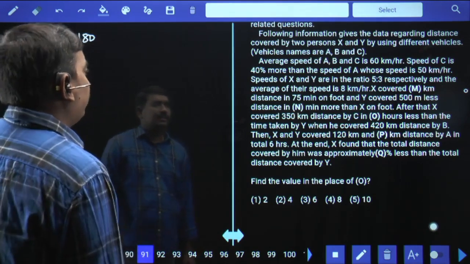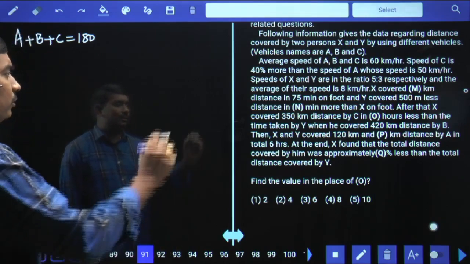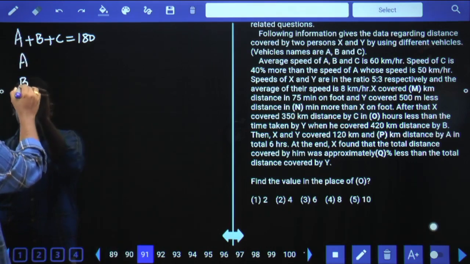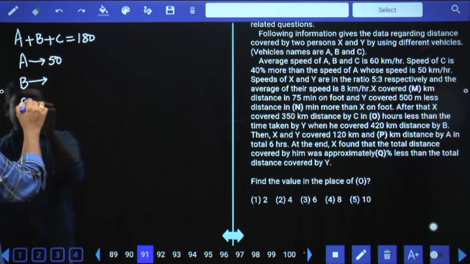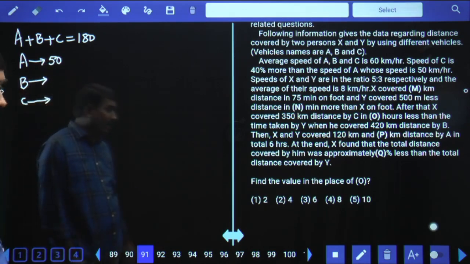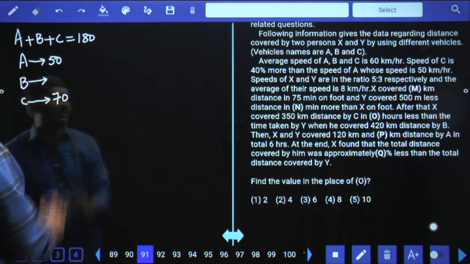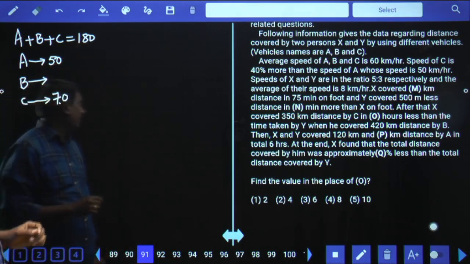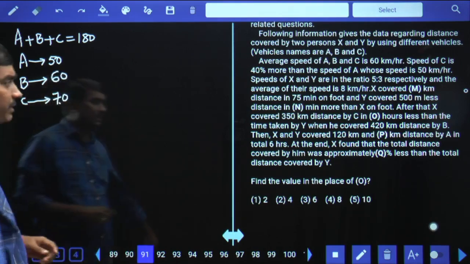Speed of C is 40% more than the speed of A, whose speed is 50 kilometers per hour. A speed is given as 50. C speed is 40% more than A. 40% of 50 means 20 more than A. Then C is nothing but 70. Out of 180, 70 plus 50, 120 is over. It means B speed is 60 kilometers per hour.